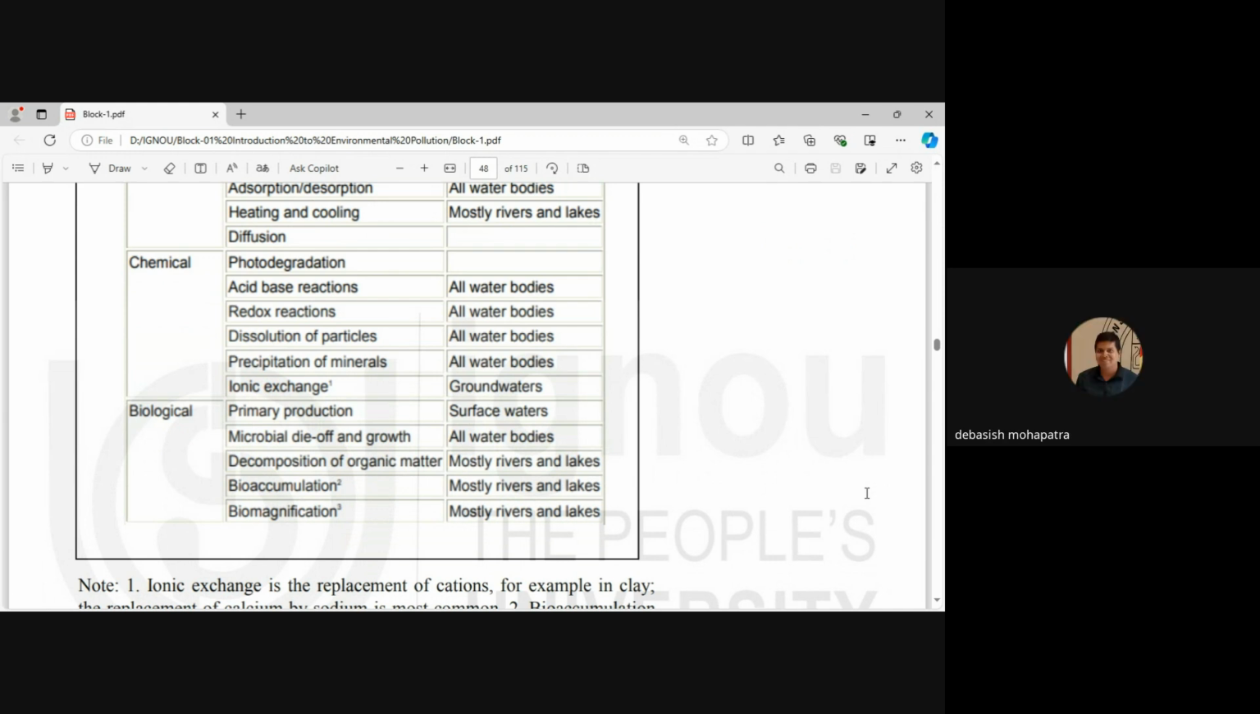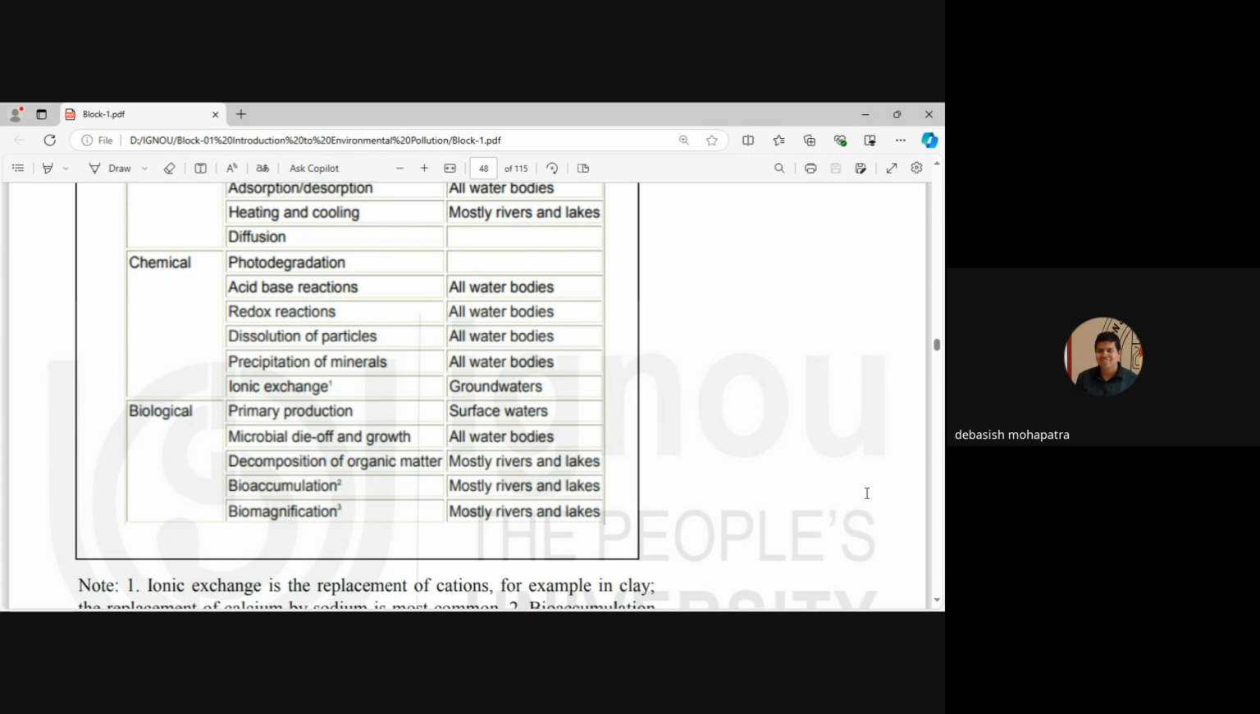Chemical: photodegradation doesn't happen. Then redox and acid-base reactions are in all water bodies. Redox reaction in all water bodies. Dissolution of particles in all water bodies. Precipitation of minerals in all water bodies. Ion exchange only in groundwater.